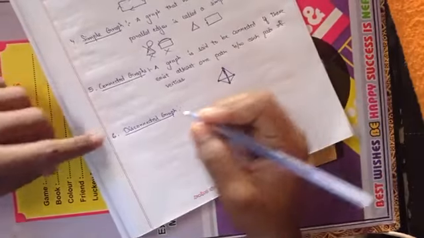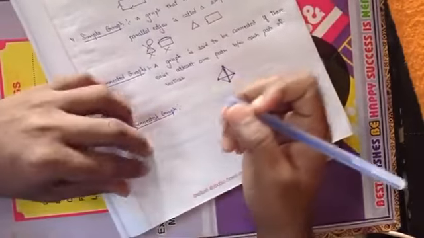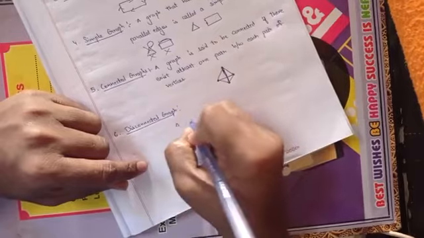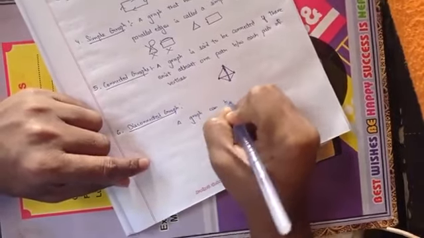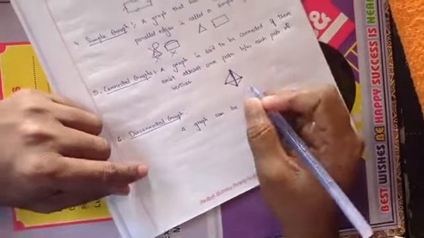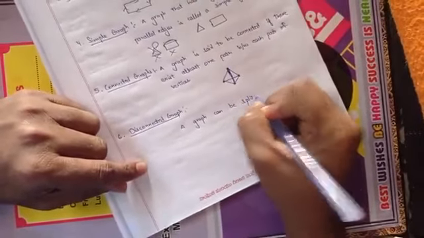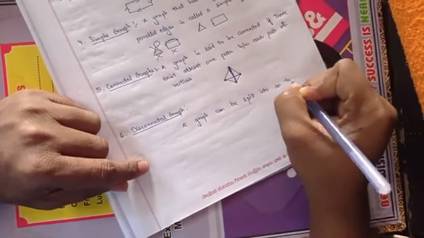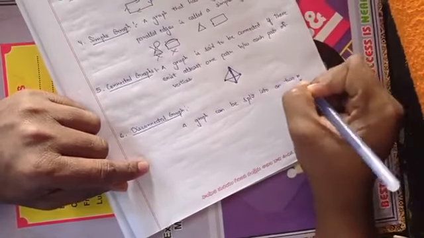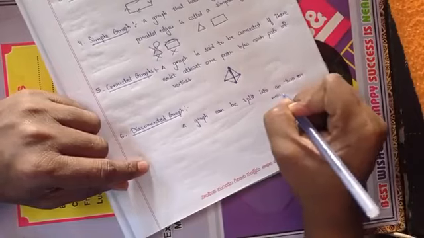So disconnected graphs are nothing but the graphs which can be split into two or more graphs.